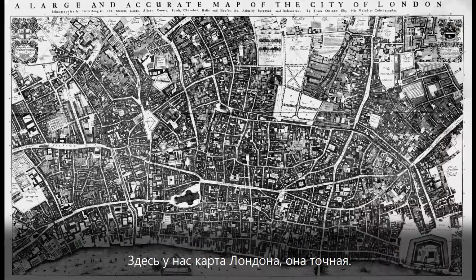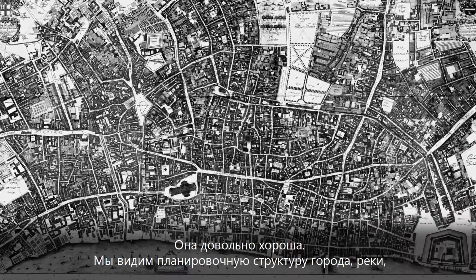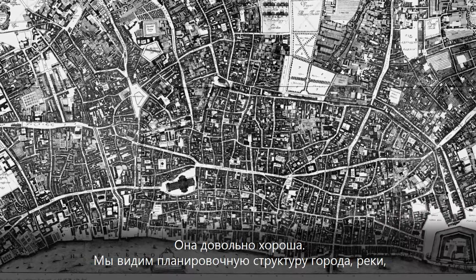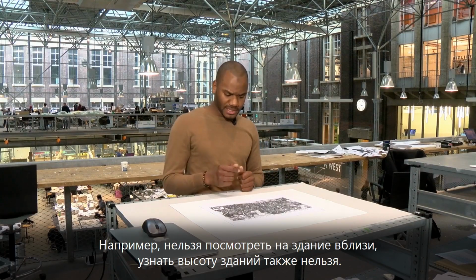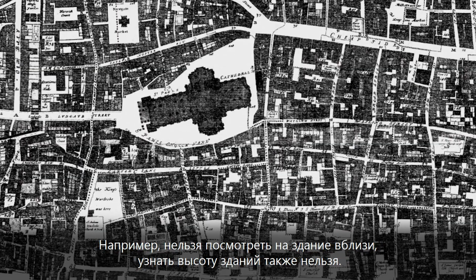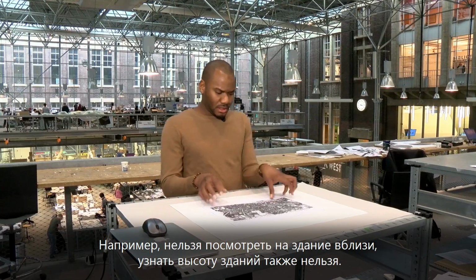So here you have a map of London that is said to be accurate. This is quite nice, you can see the layout of the city, you can see the rivers, but of course there is some information you will miss here. For example, you cannot zoom in on a building, and you cannot know the height of the buildings as well.